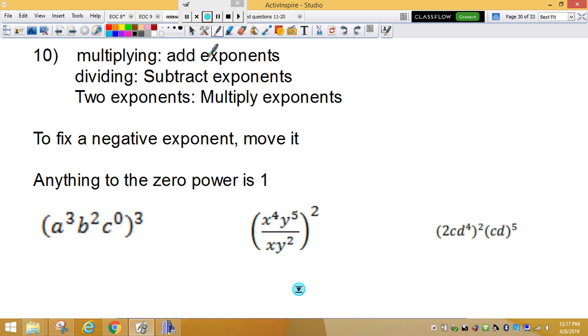So if they're multiplying, that means you add the exponents. If they're dividing, that means you subtract the exponents. And if there are 2 exponents, then that means multiply them. And to fix a negative exponent, move it. Anything to the 0 power is 1. So let's do these 3 examples.